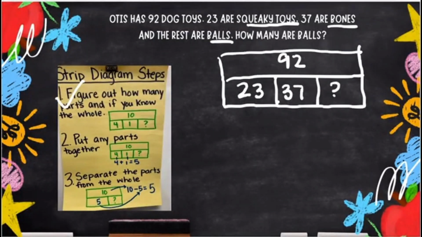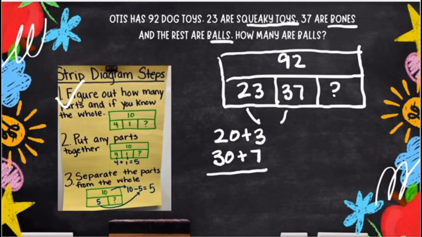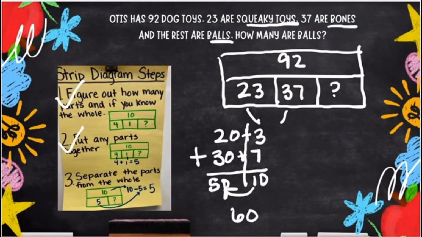So I did step 1. Step 2 says put any parts you know together. I do know 2 parts this time. I know 23 plus 37. When I'm putting the parts together, I'm joining them, and I'm figuring out how many parts all together that I know for sure. So let's do 20 plus 3 plus 30 plus 7. 3 plus 7 is 10, 20 plus 30 is 50. If I regroup that 10, that means so far I know Otis has 60 toys.